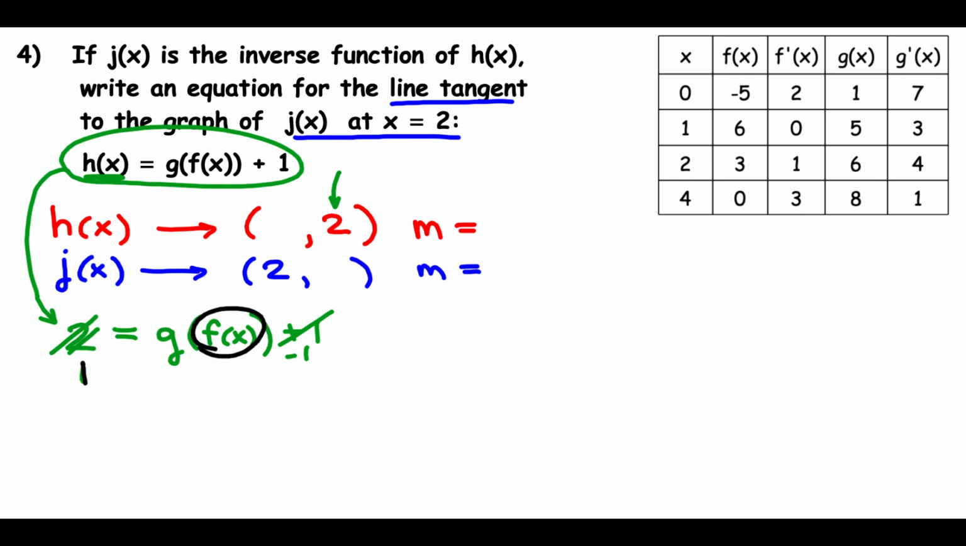Let's go to the chart. G of something is 1. You can see it right here. There's the 1. That's going to be g of 0. So g of 0 is equal to 1. So f of x must be 0.